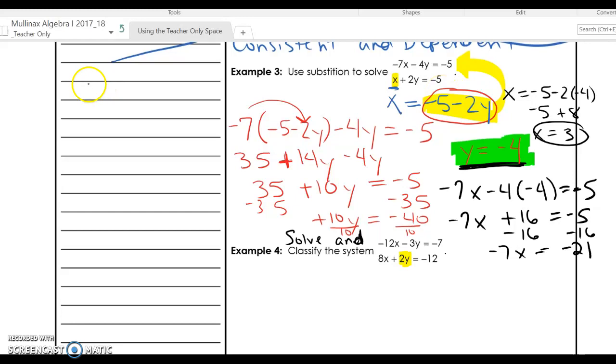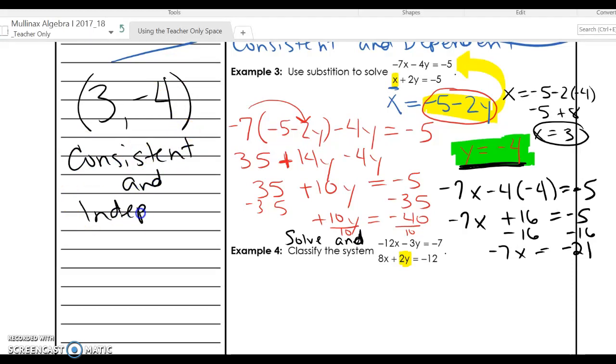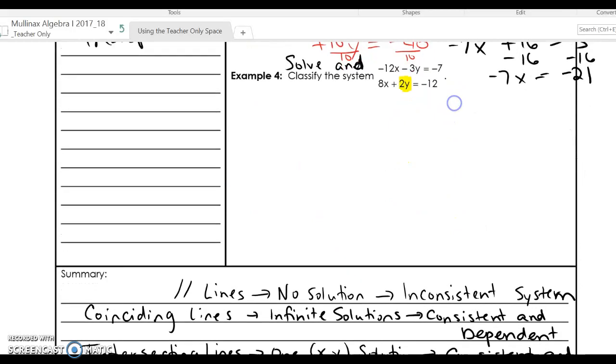So this has one solution. The solution is 3, negative 4. So this system is consistent and independent because it is intersecting lines. All right, one more example. We're going to solve and classify.